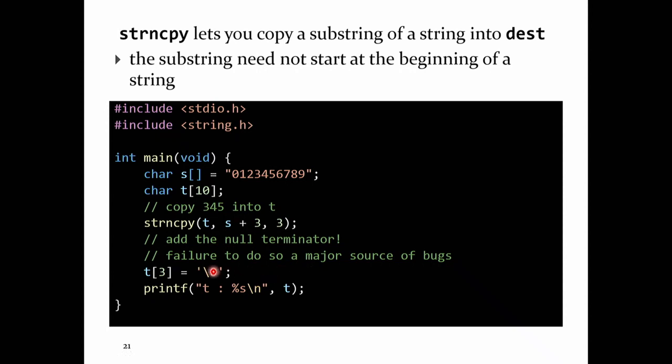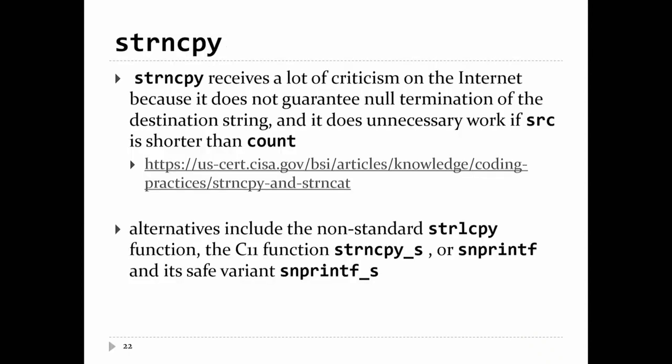Anytime you've got to do something like that, that's a big problem. The programmer needs to remember they have to insert the null terminator. It's very easy to forget to do that. If you forget, there's no guarantee that T has a null terminator anywhere in that array. So any function that now gets T as a string can possibly run past the end of the array. That's a very dangerous side effect of this function. And not surprisingly, this function gets a lot of criticism on the internet, because it doesn't guarantee that the string it's copying into is null terminated.